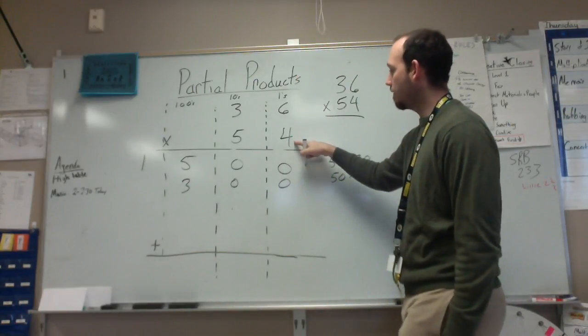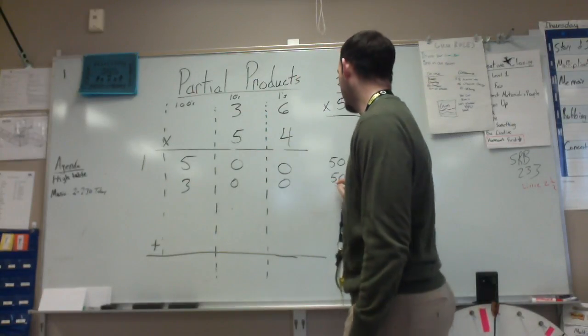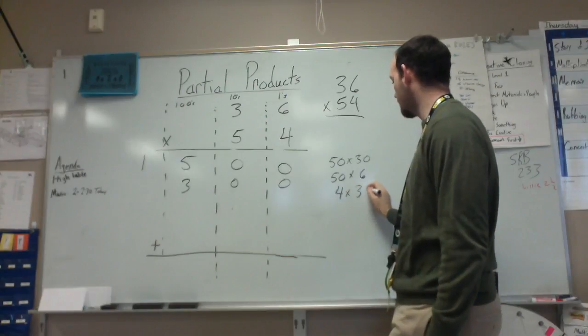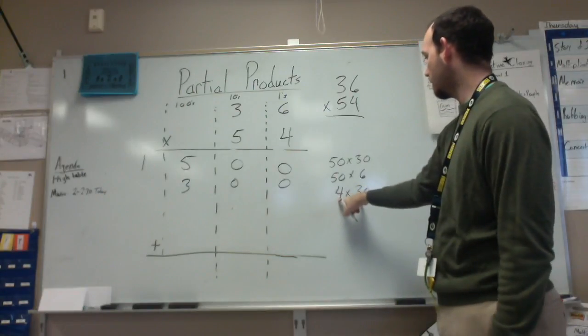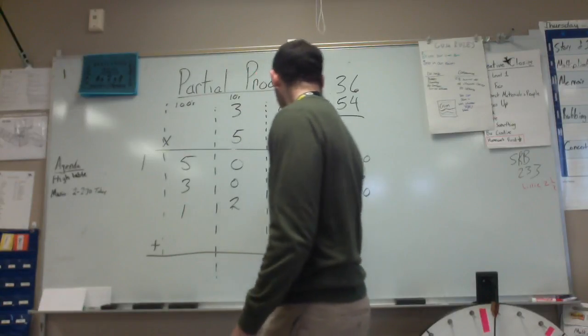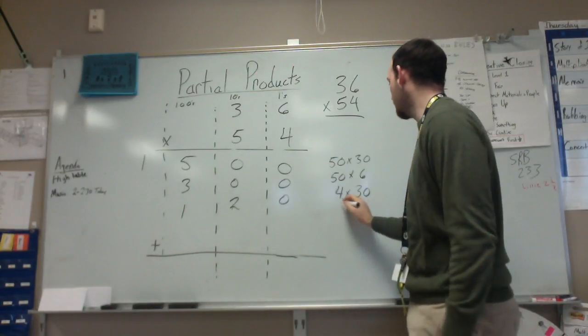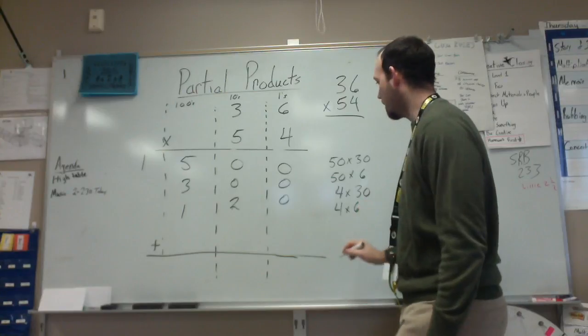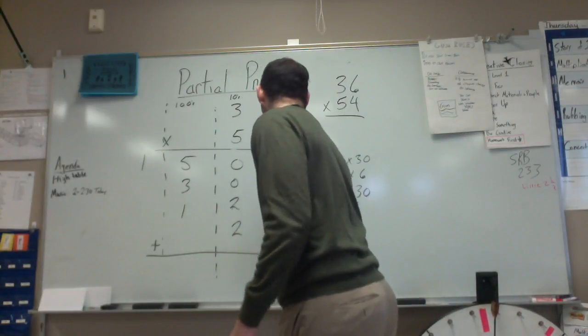Moving over, 4 times a 3 in the tens place, so 4 times a 3 in the tens place is 30. 4 times 3 is 12, plus a 0 is 120. And our last one, 4 times 6, both in the ones place, and that'll give us 24.